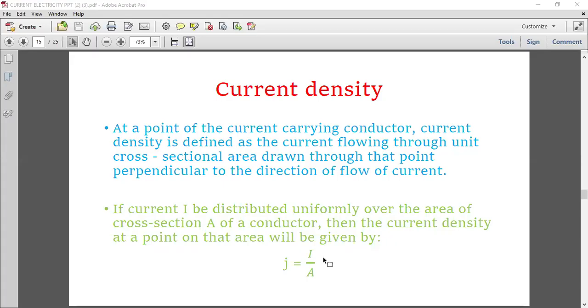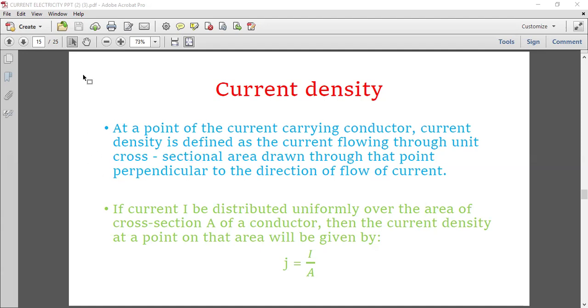Now I am going to begin the second lecture on current electricity: current density. Up to now I have explained current, what the magnitude of current is, and the direction of flow of current in any conductor. You have already studied all these things in the lower classes, and I explained them in the previous lecture. Now, what is current density? This is a new term for you.